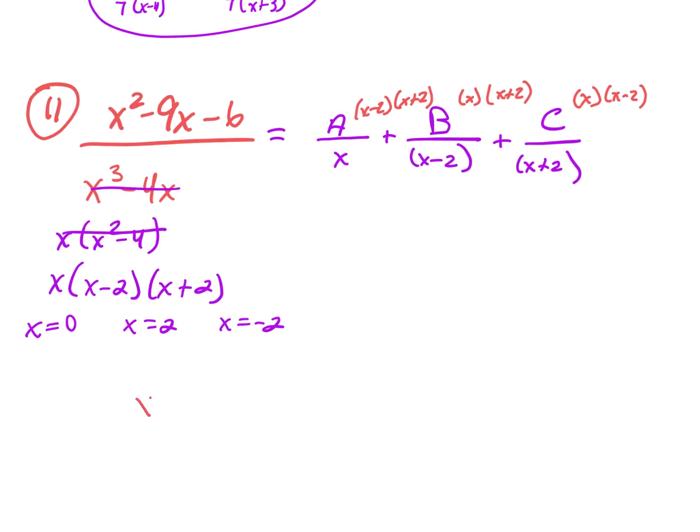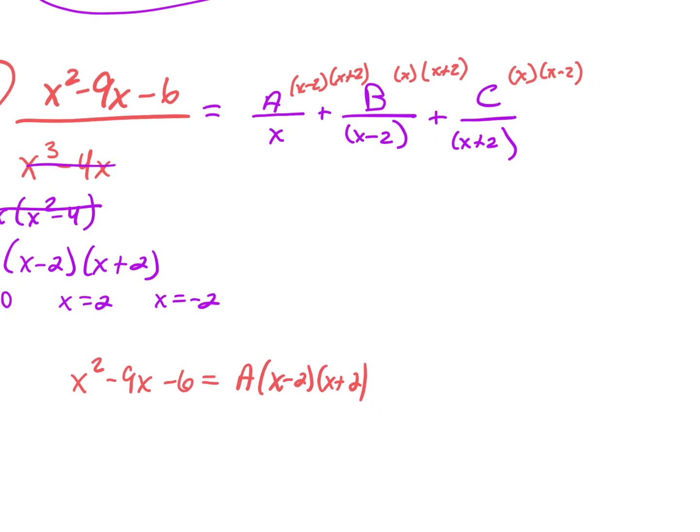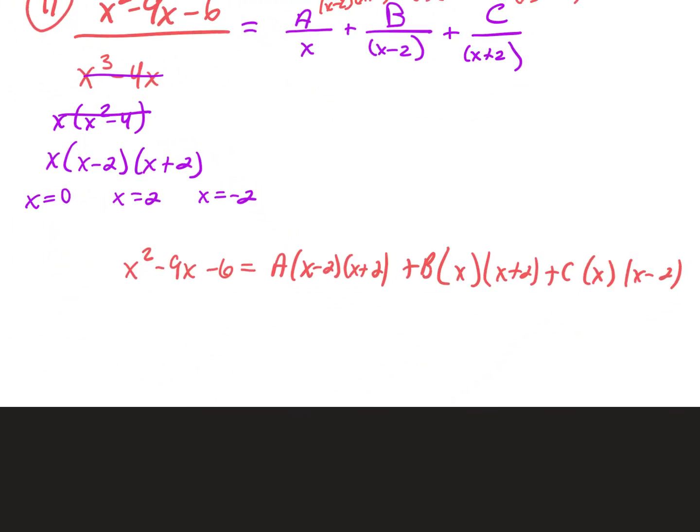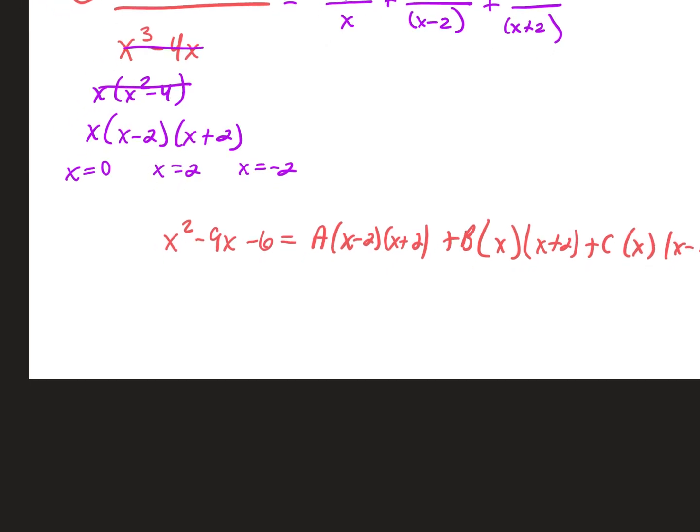So now we're all set up. I have x squared minus 9x minus 6 equals A times x minus 2 times x plus 2, plus B times x plus 2, plus C times x minus 2. Long problem, but our answers are going to be pretty easy right here. First one I'm going to plug in is x equals 0.